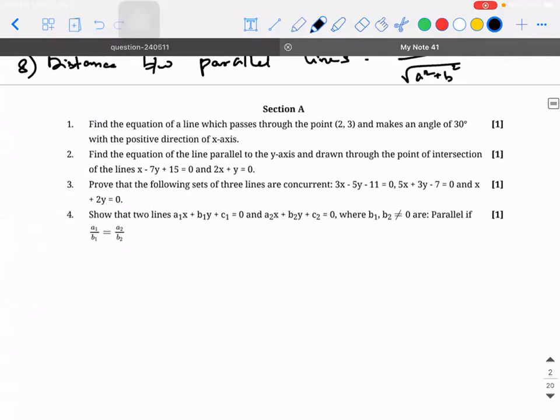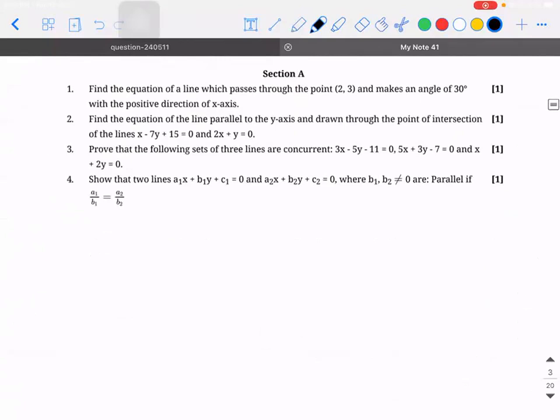Shall we start with the problems? Yes, sir. Now, look at the first one. Let's start with some simple ones. Find the equation of a line which passes through the point (2, 3) and makes an angle of 30 degrees with the positive direction of the x-axis. I've told you already, there is a difference between positive x-axis and positive direction of x-axis.